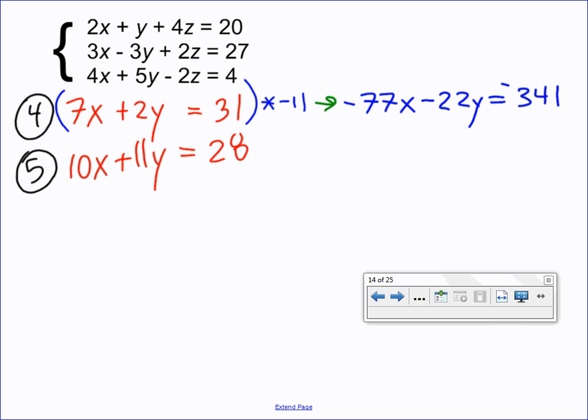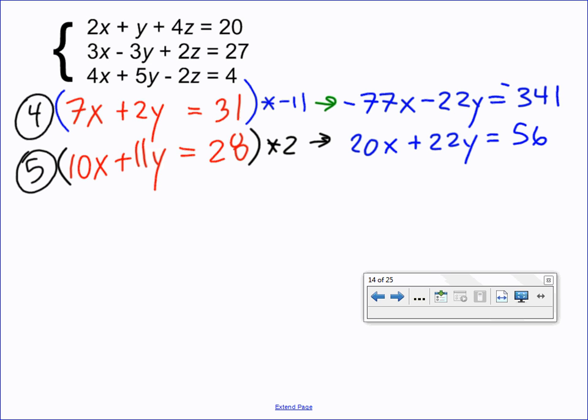All right. Andrew's strategy was to multiply the second equation all the way through by 2. So let's go ahead and do that and see what we get. So 2 times 10, 20x, plus 2 times 11 is plus 22y. Ah, the fruits of our labor, I see. We are going to eliminate the y's here in just a minute. Equals 2 times 28 is 56.